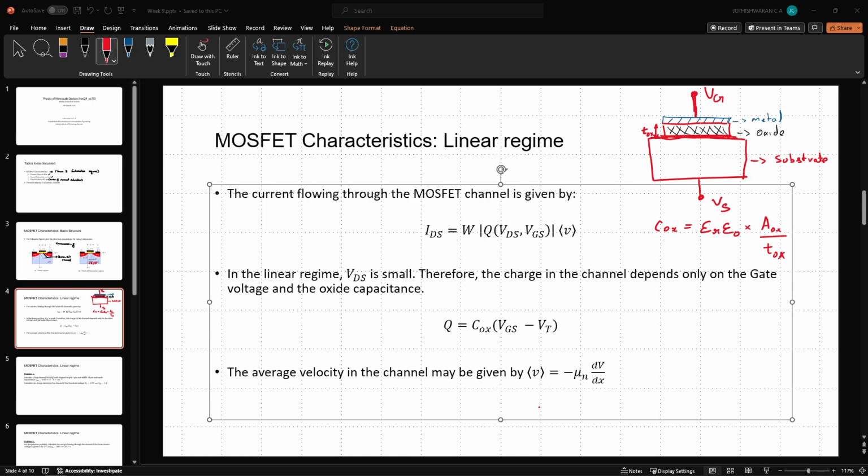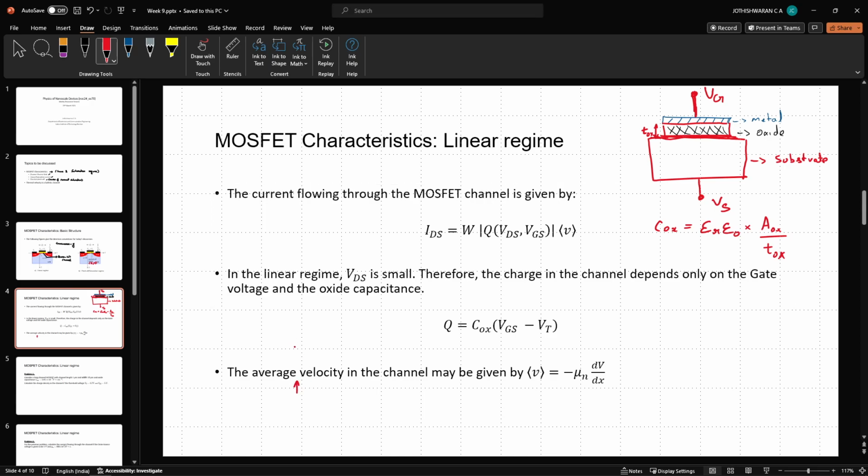In order to obtain the velocity, in the classical, yes, I should be more precise here. This is the classical velocity, because the average velocity for the ballistic channel, where we do our semi-classical derivation, will be different, which we shall be doing at the end of today's session. So that will be given by minus mu n dV by dx, where mu n is the electron mobility, and minus dV by dx is essentially the electric field. To be more precise, this is the lateral electric field. So we shall call that, say, Ex.